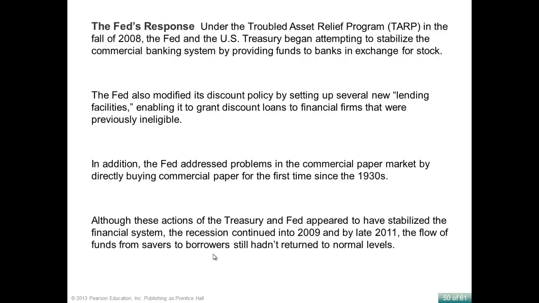The Fed also modified its discount policy by setting up several new lending facilities, enabling it to grant discount loans to financial firms that were previously ineligible. Previously, the financial firm had to go to the bank to get the money. Now the Fed was lending directly. In addition to this, they addressed problems in the commercial paper market by buying commercial paper for the first time since 1930.